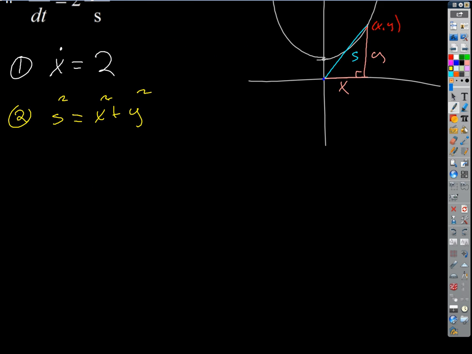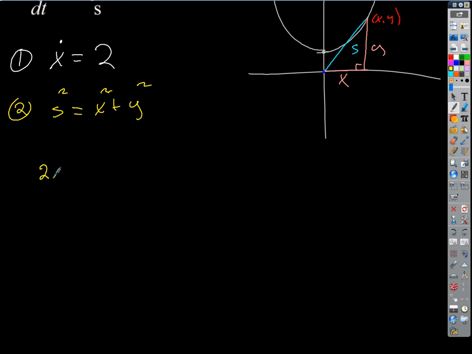If I try to differentiate this right away, we're going to go down a little bit of a dead end, and I want you to see this. We get 2s s dot on the left side. On the right side, we'd get 2x x dot plus 2y y dot. Agreed? Okay, we could divide everything by 2, which would be helpful. We could just get rid of the 2's, divide everything by 2.